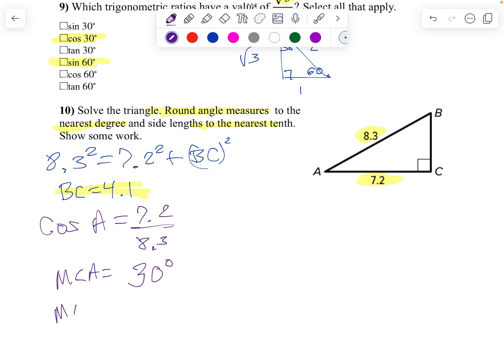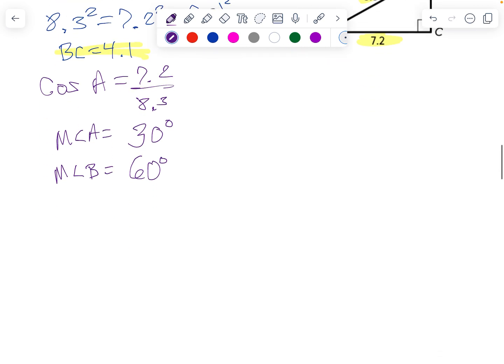The measure of angle B then, because there's 180 degrees in a triangle, or because in a right triangle my acute angles are complementary, the measure of angle B is 60 degrees, and that's where you get that for an answer.